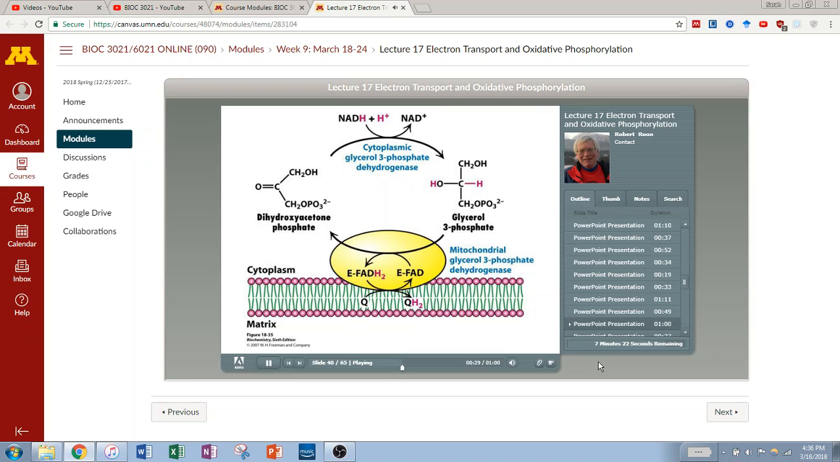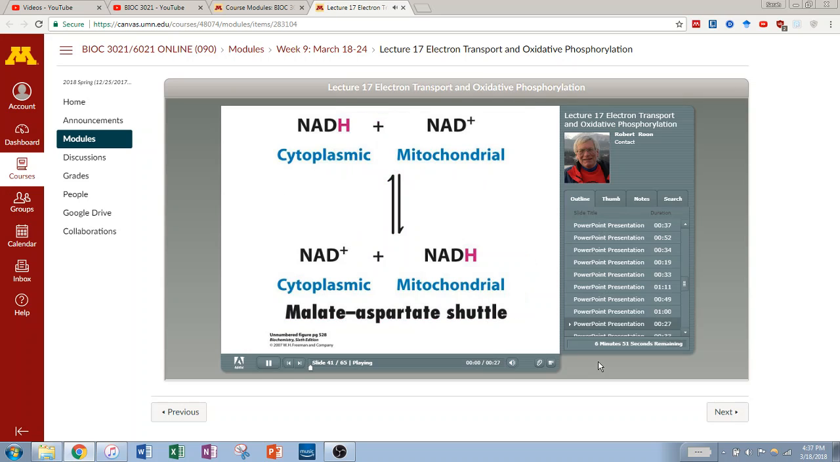In the glycerol 3-phosphate shuttle, electrons from NADH are used to reduce dihydroxyacetone phosphate to glycerol 3-phosphate. The glycerol 3-phosphate is reoxidized by electron transfer to an FAD prosthetic group of a dehydrogenase that's located in the inner mitochondrial membrane. Subsequently, the electrons are transferred to coenzyme Q, forming QH2, which enters the electron transport chain. This mechanism is predominant in muscle cells.